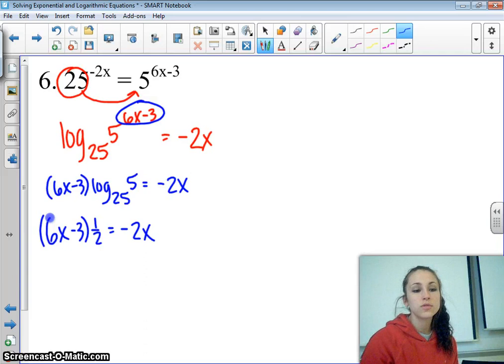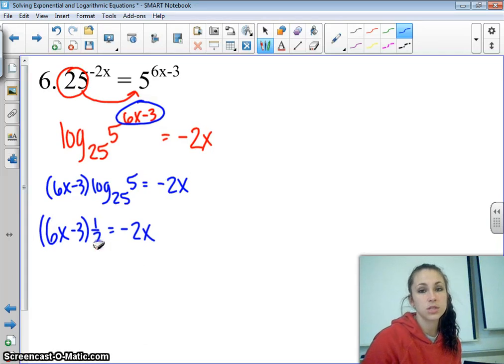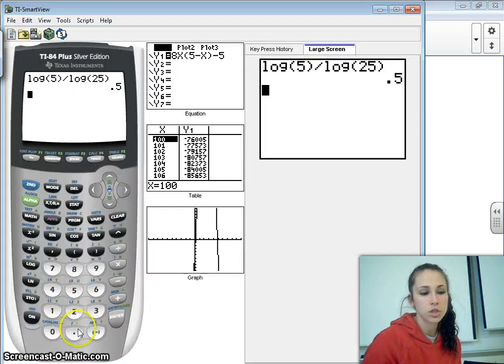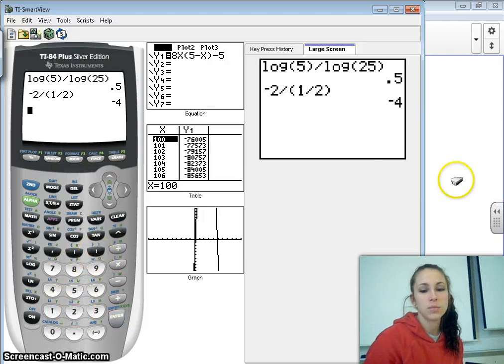Now you can do this one of two ways. You can either distribute this 1/2 to this 6x minus 3 and just distribute it over. Or, since it's being multiplied by the 6x minus 3, I can just divide the 1/2 off both sides. And that's typically how I like to do it. I think it's a little easier. And so in my calculator, I'm going to show you, if you do negative 2 divided by 1/2, I'm going to put that fraction in parentheses, that's just going to be negative 4.